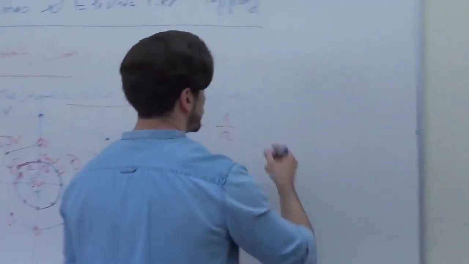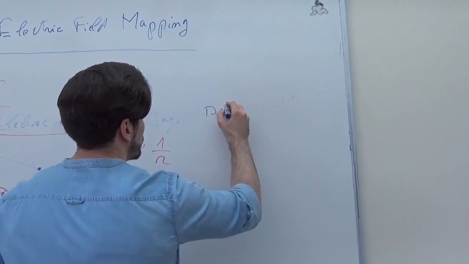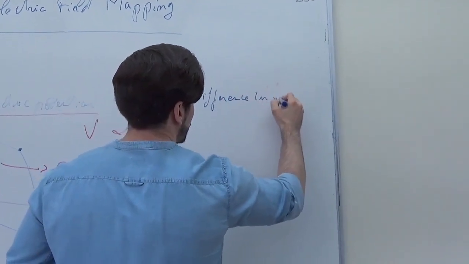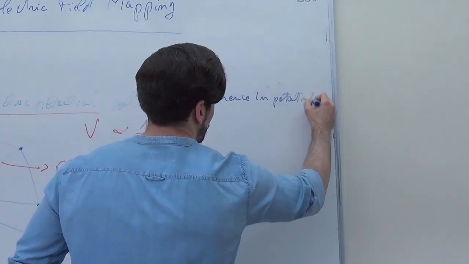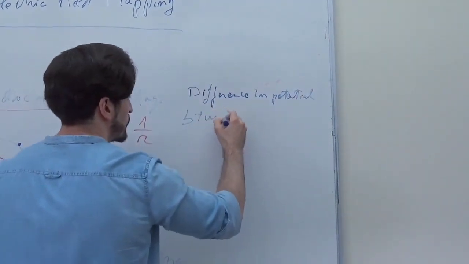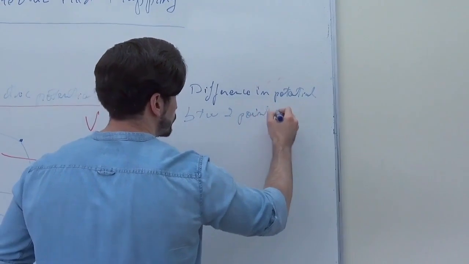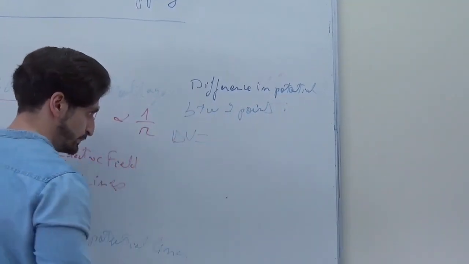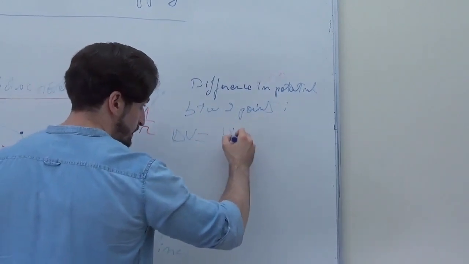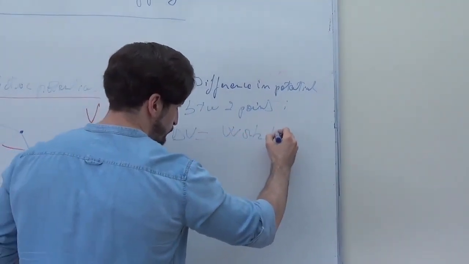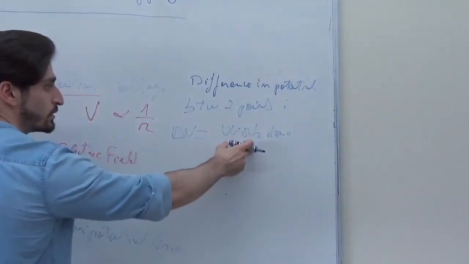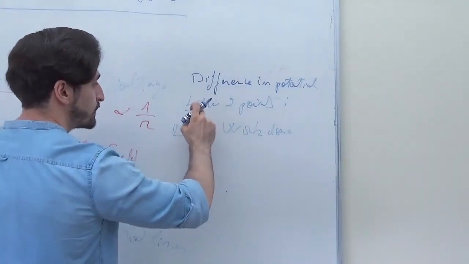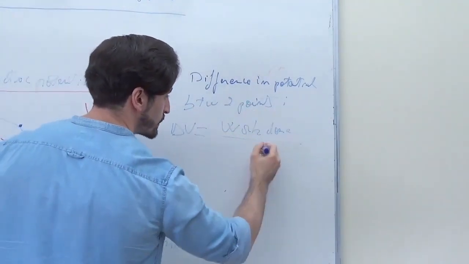We know by definition that the difference in potential between 2 points is given as delta V equal to the work done on a charge to move it from one potential point to another per unit of that charge.